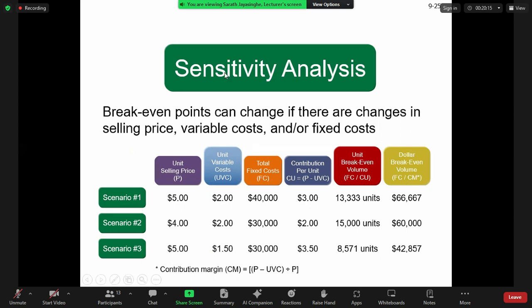And then you can use this for sensitivity analysis. Sensitivity analysis means break-even points can change if there are changes in selling price, variable cost, and fixed cost. You can have several examples like this: scenarios 1, 2, and 3, with different unit prices, different unit variable costs, and different total fixed costs. The contribution per unit changes accordingly. Then you can calculate the unit break-even volume as fixed cost divided by contribution, and the dollar break-even volume in the same way.